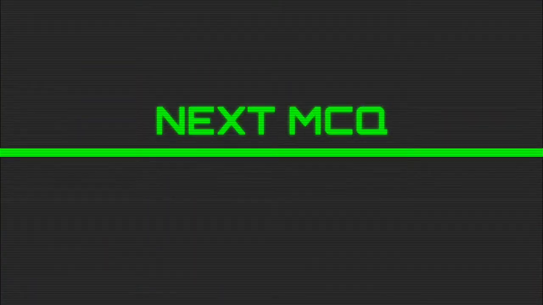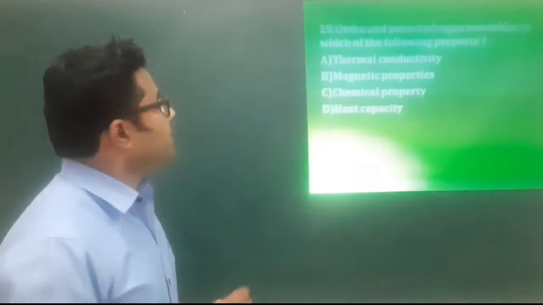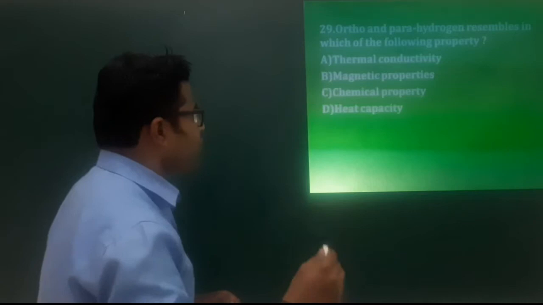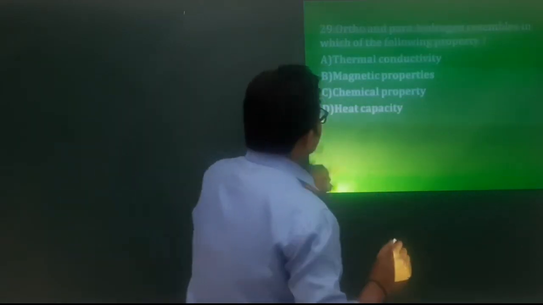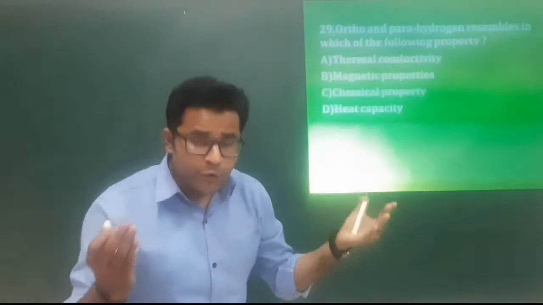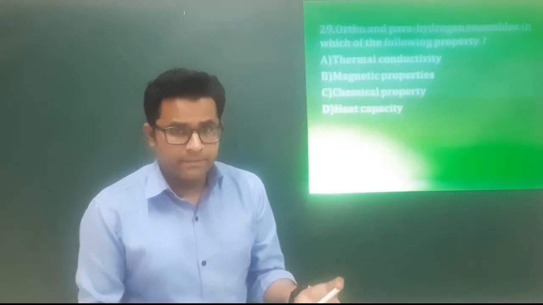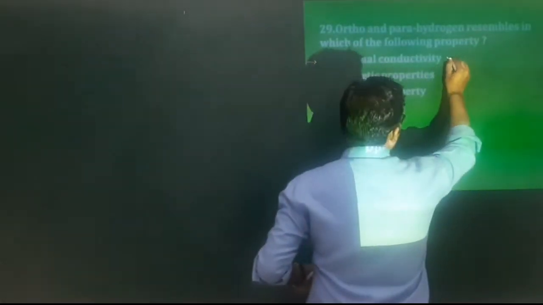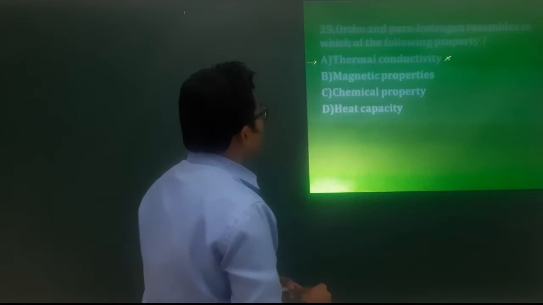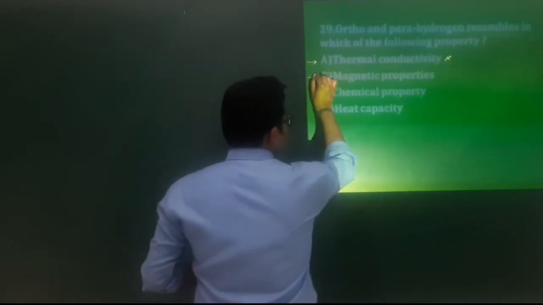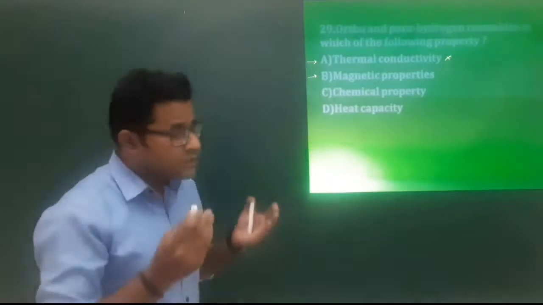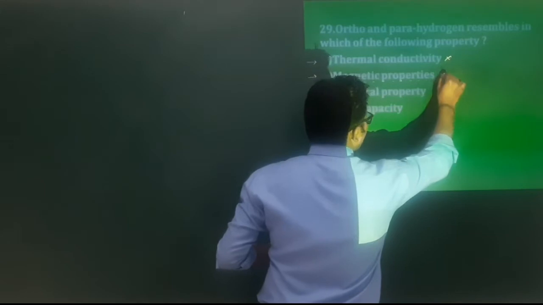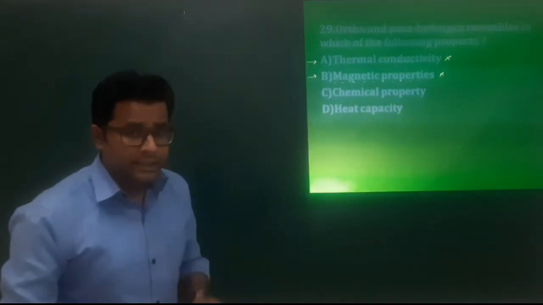Towards question number 29. Ortho and para hydrogen resemble in which of the following properties? Now, thermal conductivity for ortho and para are different, so therefore thermal conductivity cannot be an answer. While magnetic properties again depend upon the spins. As the spins are different, the magnetic properties are going to be different. Therefore, option B is also not a correct one.